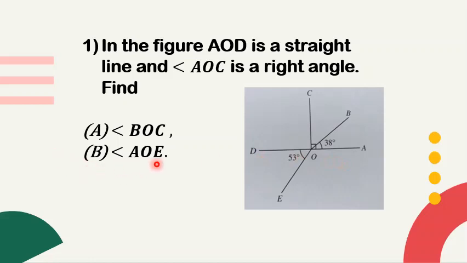And as for part B, the question is asking for angle AOE here. Again, look at the neighbor angle. We have 53 degrees and it lies in a straight line. How do we find angle AOE? This is a supplementary angle. I'll let you do the calculation, okay?